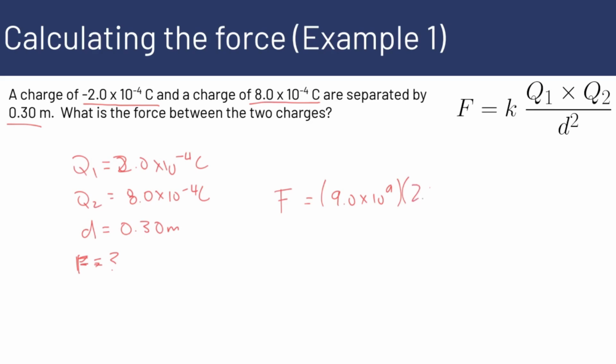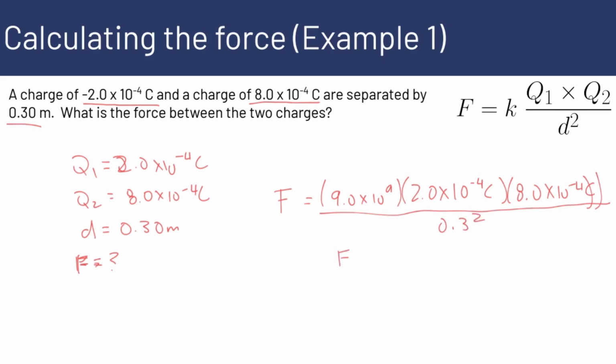So we don't have to worry about the signs on the charges when we're calculating the force. It doesn't really matter necessarily. We can just kind of ignore the sign. That's coulombs there. And then divide all of that by our distance, which is 0.3, and we square that. So our force is going to be 16,000 newtons. So a lot of force between those two particles.